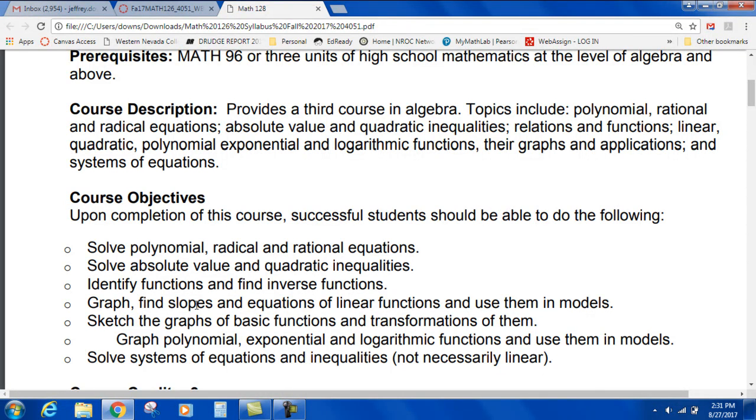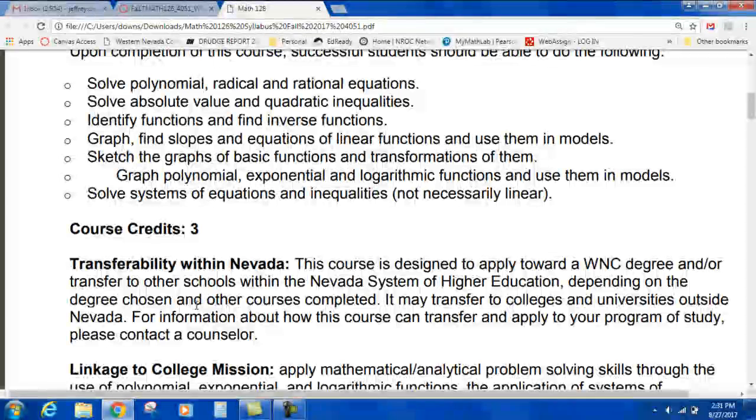Course objectives. Upon completion of this course, successful students should be able to do the following: solve polynomial, radical, and irrational equations, solve absolute value and quadratic inequalities, identify functions and find inverse functions, graph, find slopes and equations of linear functions and use them in models, sketch the graphs of basic functions and transformations of them, graph polynomial, exponential, and logarithmic functions and use them in models, solve systems of equations and inequalities, not necessarily linear.